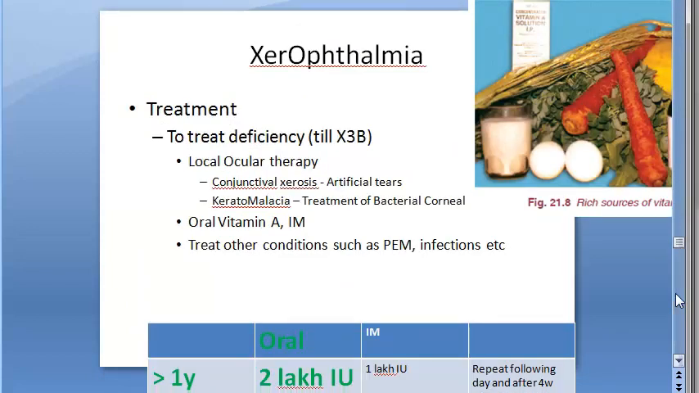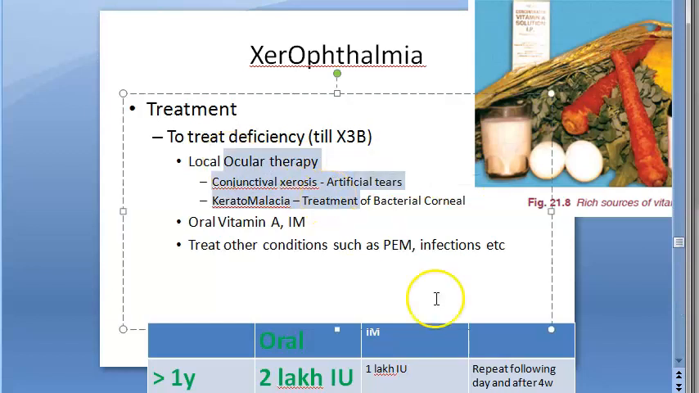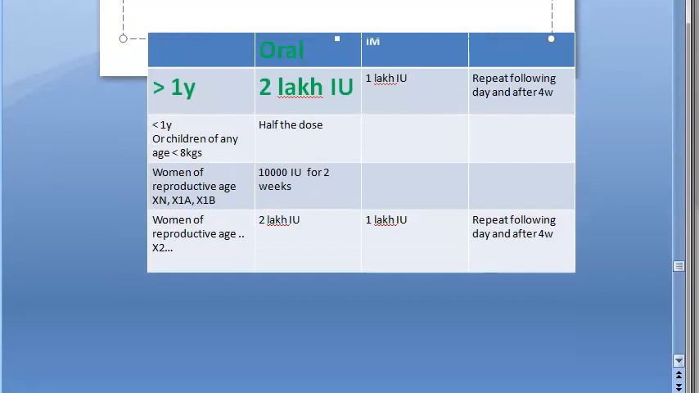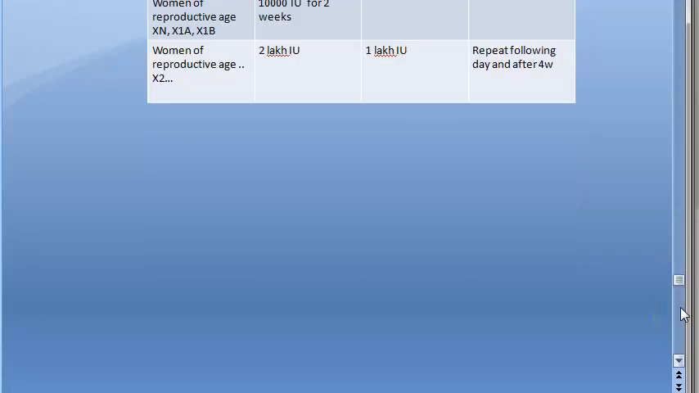Treatment: if there is deficiency, you will give ocular therapy. For conjunctival xerosis, you will give artificial tears. You will also treat any bacterial corneal problems. Then you will usually prefer oral vitamin A. And if there are any other conditions in that person, like protein energy malnutrition or infections, you will have to treat those also. For the actual treatment of the deficiency, remember, orally you will give 2 lakh international units to any person greater than 1 year. That day you will give, then the next day, and then after 4 weeks you will give 1 more. For children, half the dose, and so on.